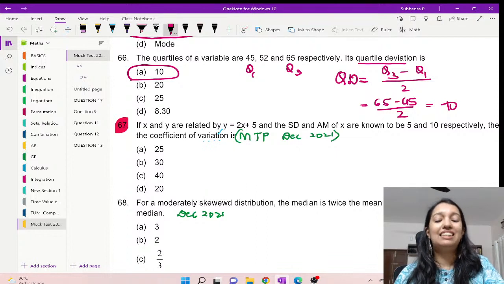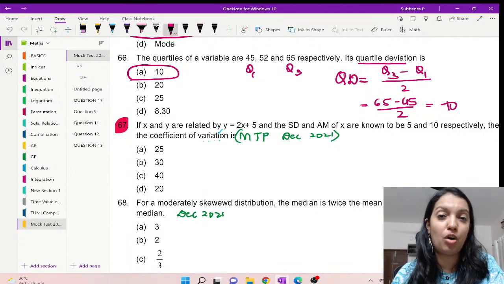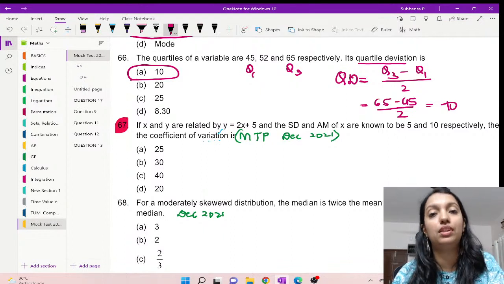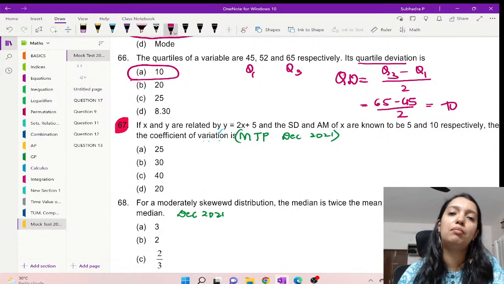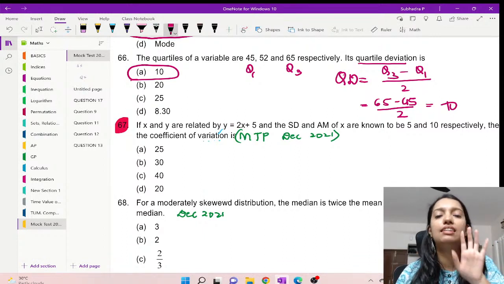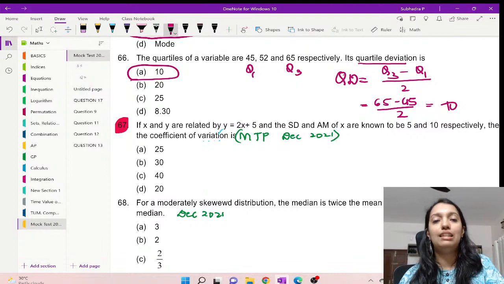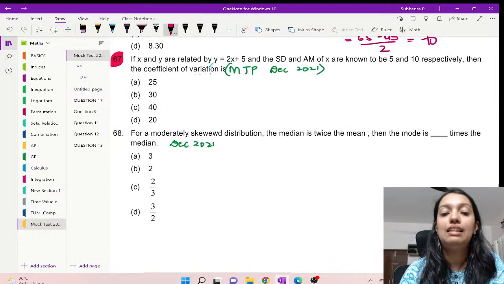Next, 67th question has a mistake. But this question is picked from the mock test paper of December 2021, and even in the December 2021 mock test paper they made a mistake. But later they rectified the mistake and released a new paper actually. So let's assume that even for this question they might rectify the mistake.